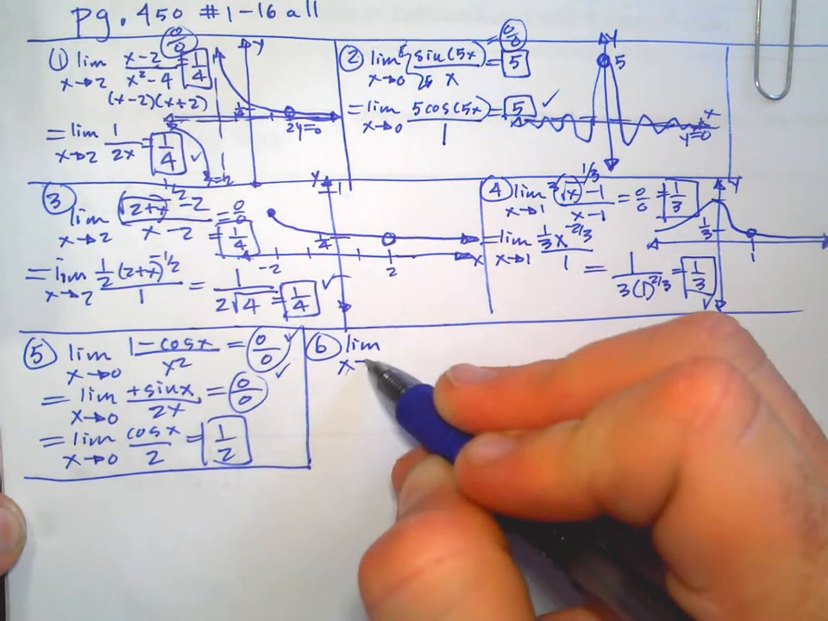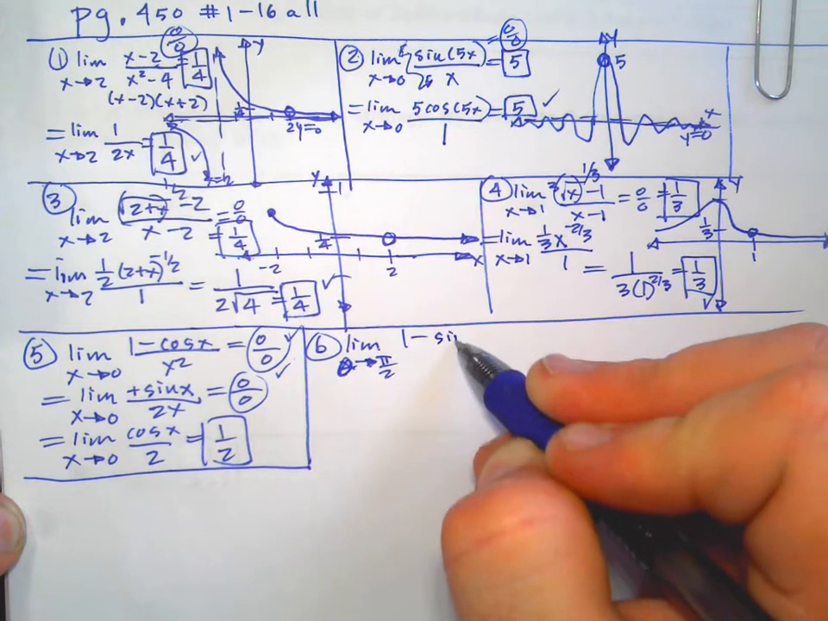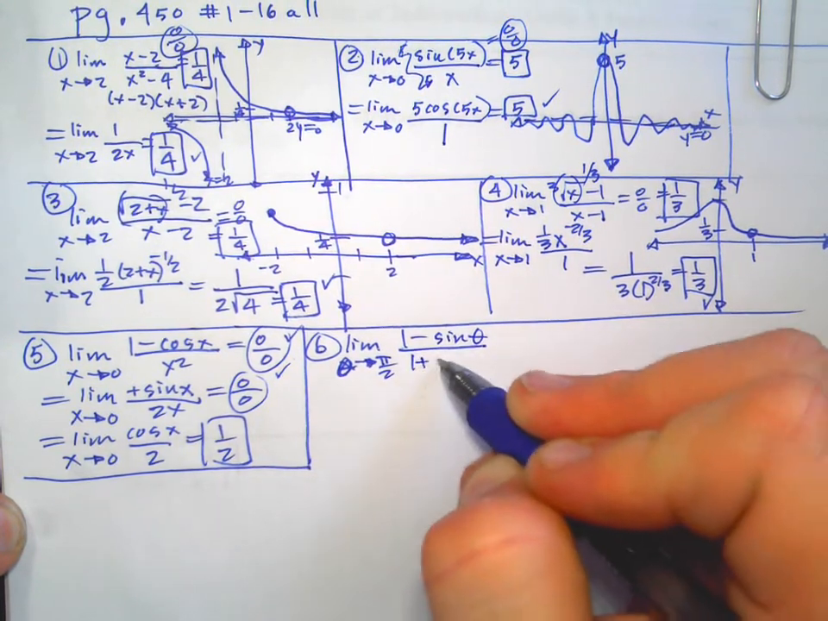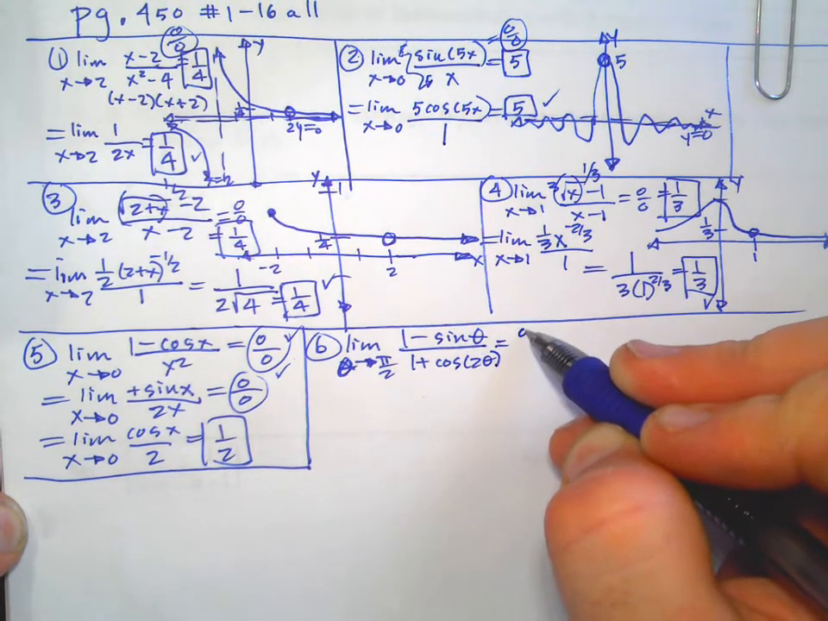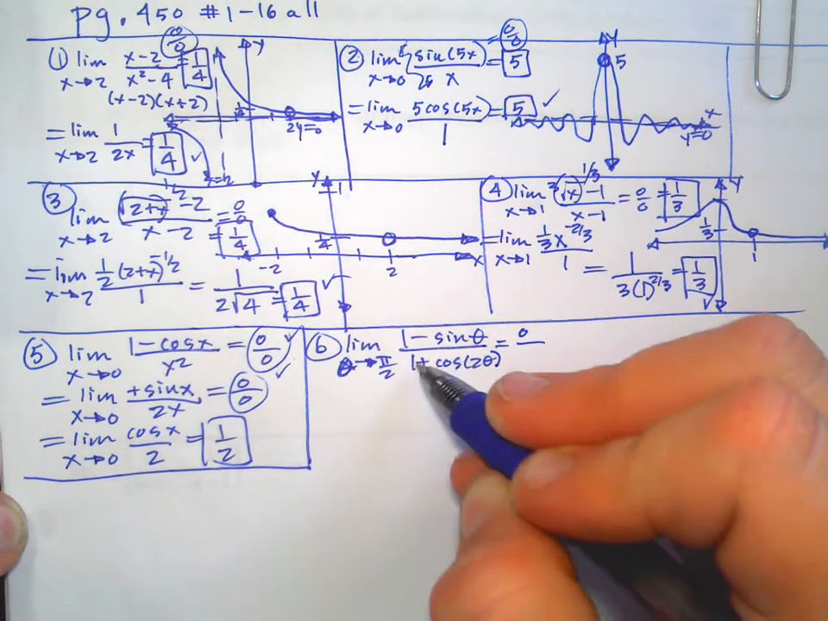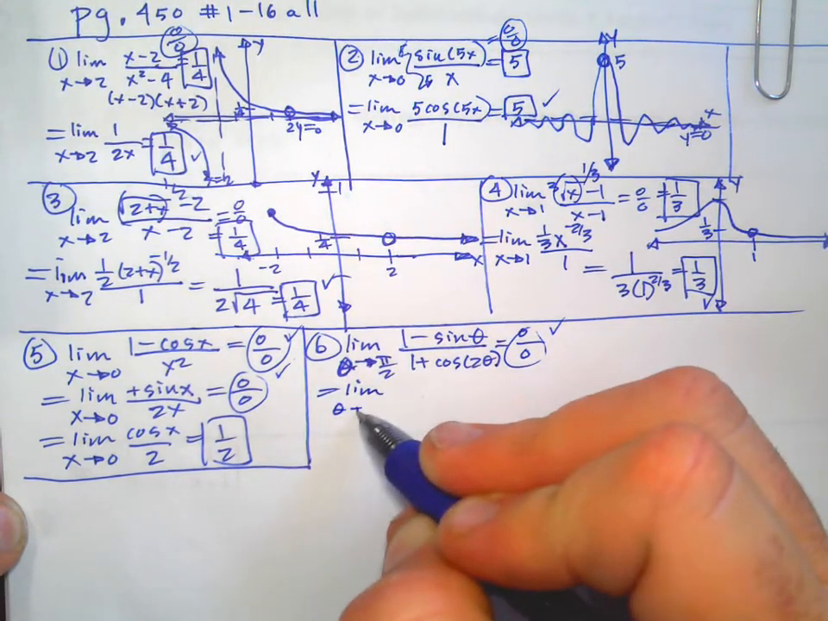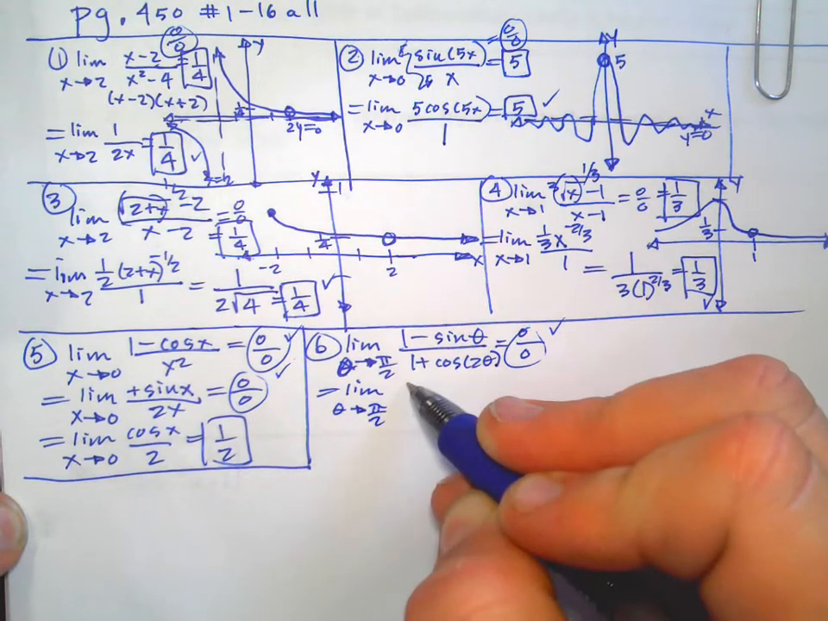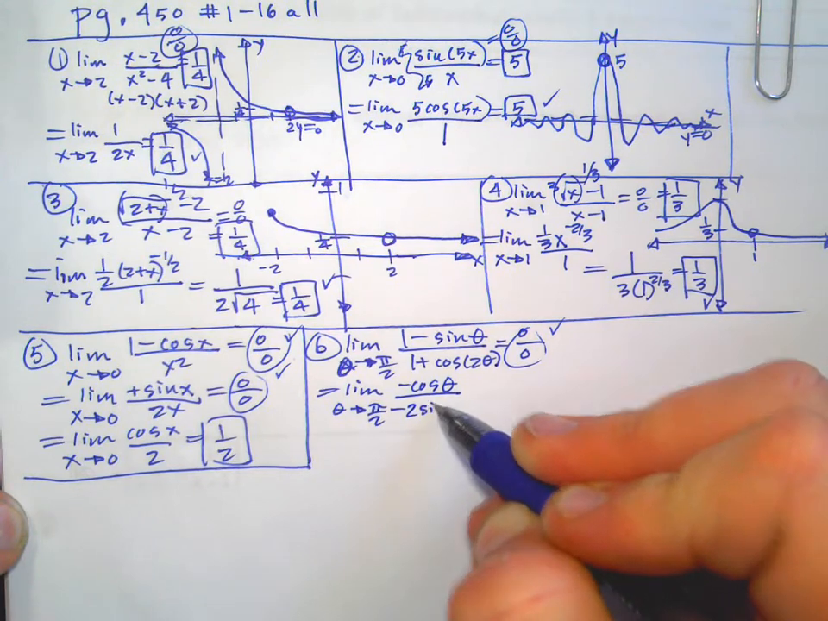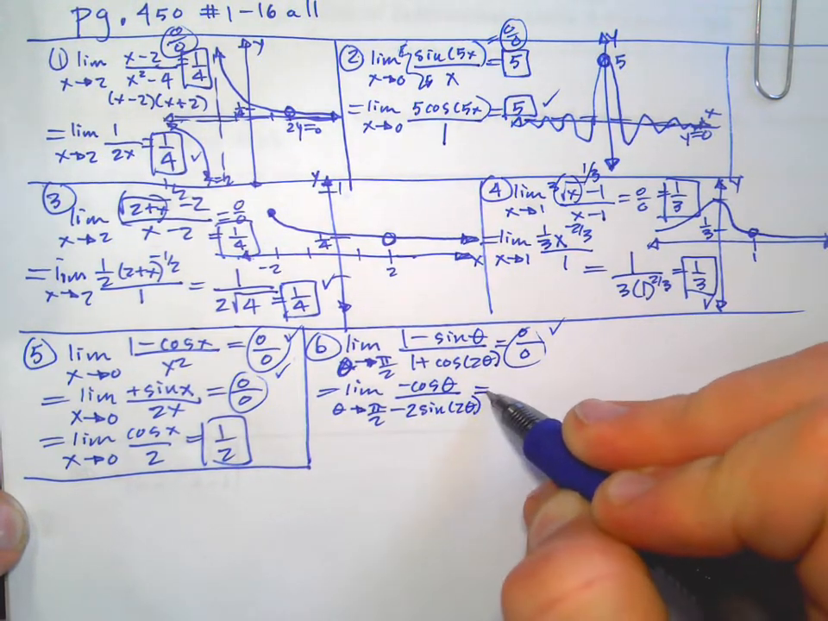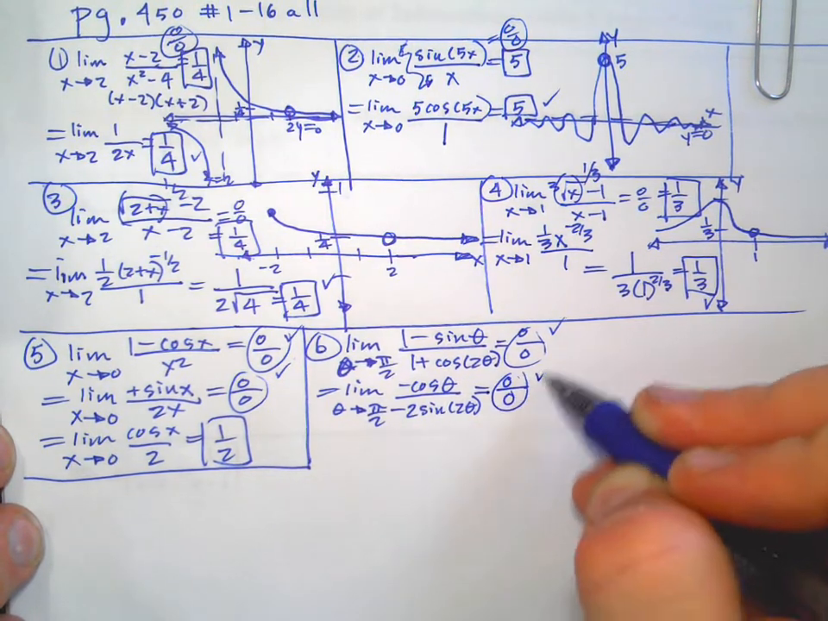Okay, number 6. Theta going to pi over 2 of 1 minus sine theta over 1 plus cosine 2 theta. If you plug pi over 2 in, sine of pi over 2 is 1, 1 minus 1 is 0. Cosine of pi is negative 1, 1 plus negative 1 is 0. So we can do L'Hopital's rule. The derivative of the top is going to be negative cosine theta. The derivative of the bottom is going to be negative 2 sine 2 theta. Plug pi over 2 in. Cosine of pi over 2 is 0. Sine of pi is 0. So I'm going to do it again.